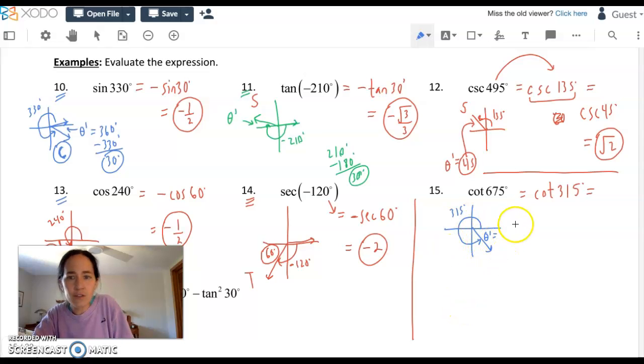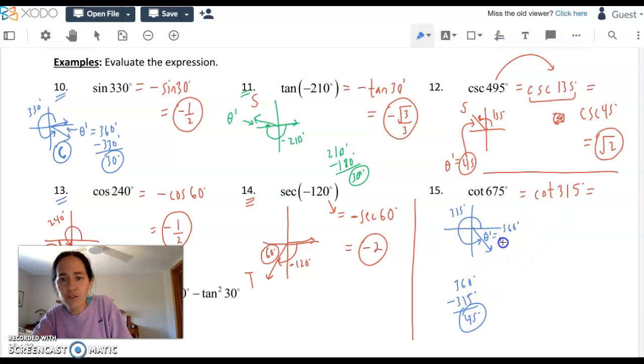Well, here you can use a 360. We haven't gone quite all the way to 360. 360 minus 315 gives me my reference angle. Luckily, it's one we're comfortable with, 45 degrees. So cotangent of 315 is the same as the cotangent of 45 degrees with a possible negative sign that needs to go out front. So let's think ASTC. Is this the C we're talking about? So we keep it positive?